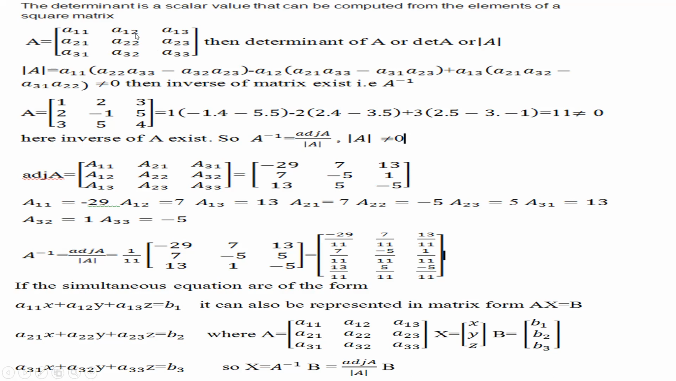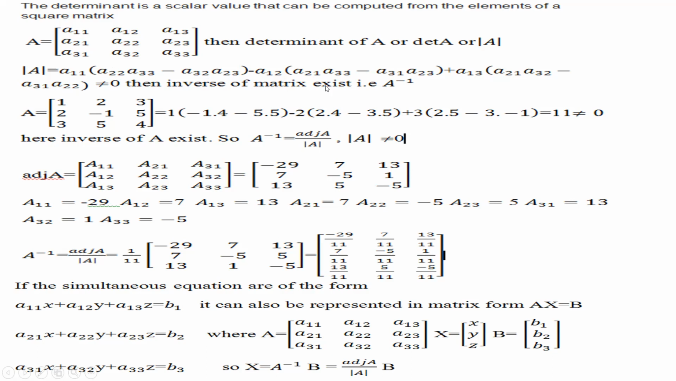Next we have selected this A12. We should not take the first row and second column. Whatever the remaining elements are, like A21, A31, A23 and A33, we need to take them and multiply with A12 into (A21 A33 minus A31 A23), plus A13 into (A21 A32 minus A31 A22). So this is nothing but the determinant of A, and it should not be equal to 0.